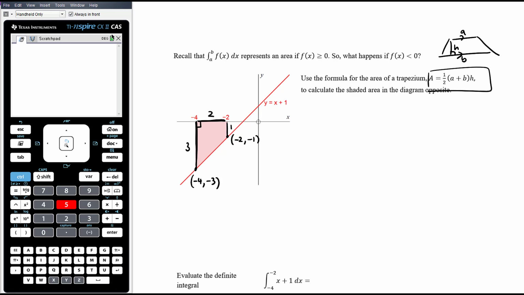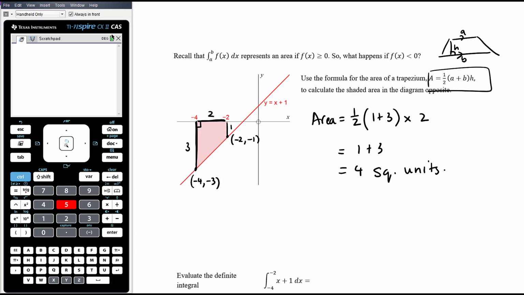Okay. And so therefore the area, using the formula for a trapezium, is half times a plus b, which in this case is 1 plus 3, times the height, which is 2. Half times 2 is just 1, so it's just 1 plus 3, which is 4. 4 square units.